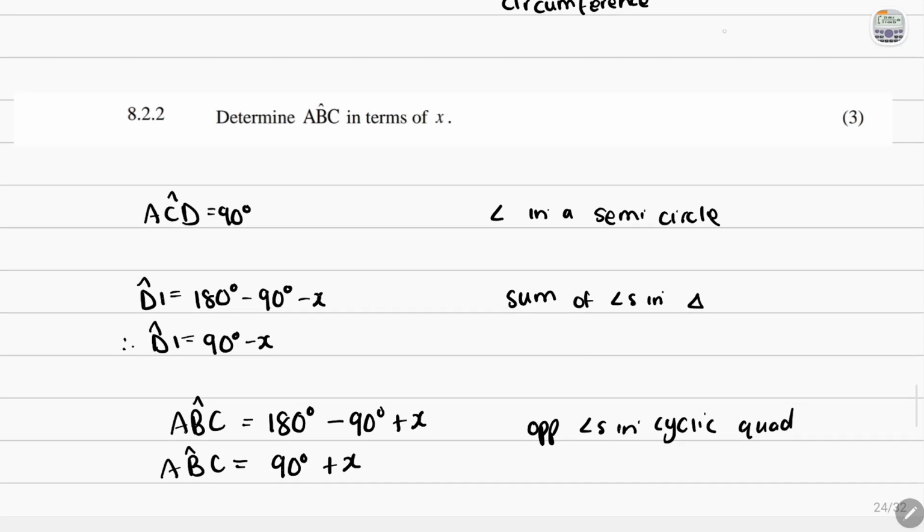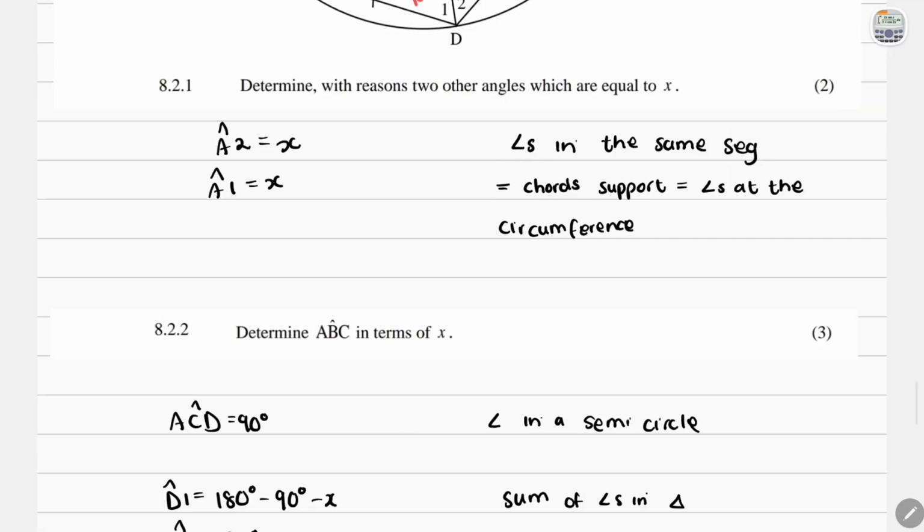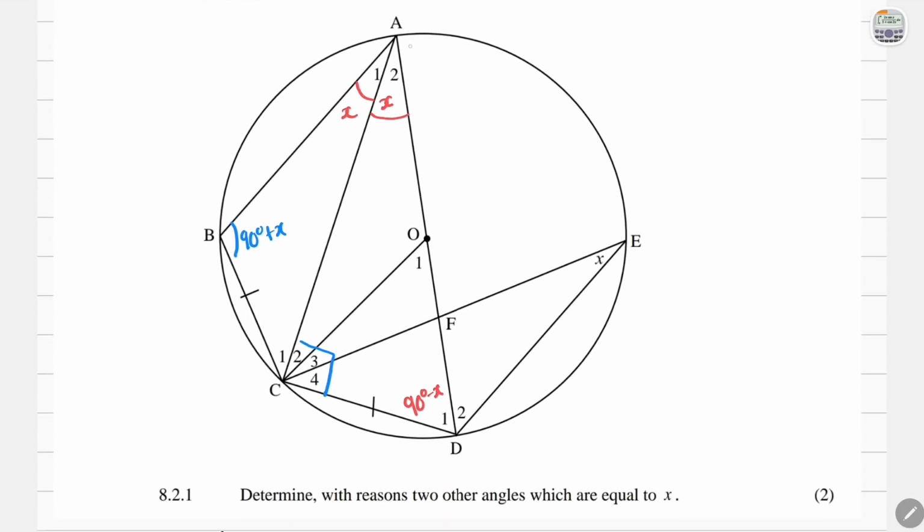Moving on to the next question. Question 8.2.3 says, prove that AB is parallel to CO. To prove that AB is parallel to CO, we can just use angles. To prove the lines are parallel, we can use angles because we know that the angles are equal on parallel lines. So let's look at what we can see here.